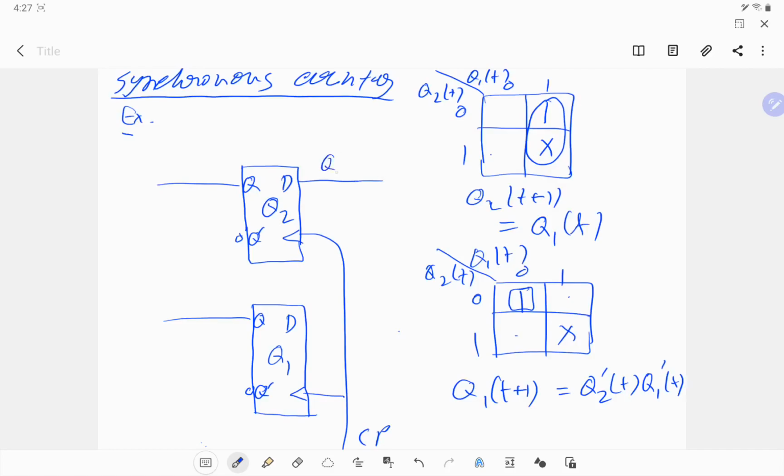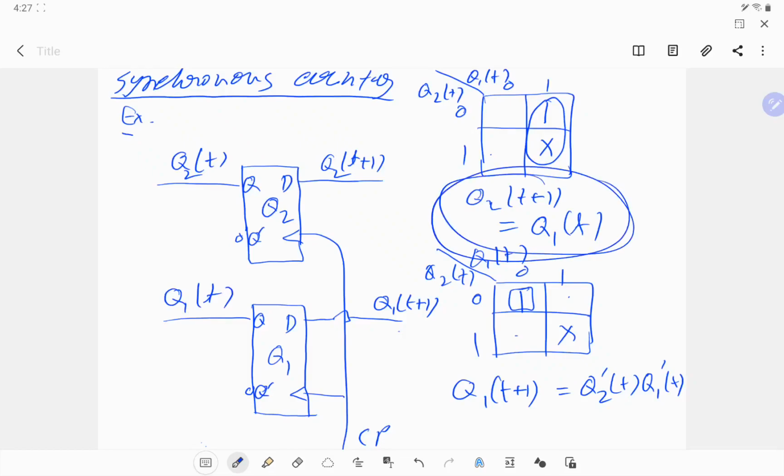That's Q t plus 1, Q t. It's not Q, it's Q2, and on the other side we got Q1 t plus 1 and Q1 t. So now what is the equation for Q2? Q2 t plus 1 equals Q1 t. So we have Q1 t here. If we just connect that here with this one, then the first equation is implemented.